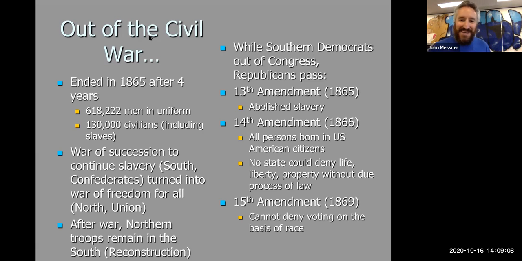But while the Democrats and the Southern states are out of the Union, the North ends up passing some pretty significant amendments to the Constitution. And the first happened during the Civil War while it's still going on. And that's the 13th Amendment, which abolished slavery, was passed in 1865, the last year of the war.